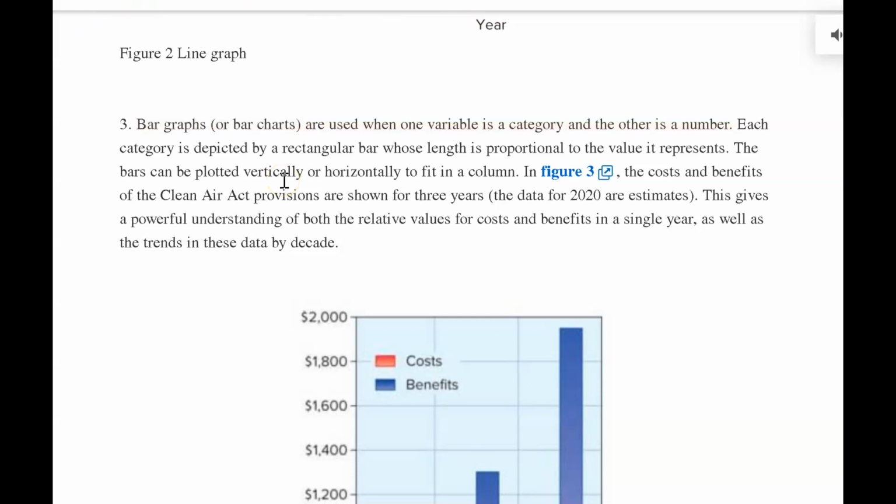So this particular bar chart shows us a cost and benefit analysis of the provisions of the so-called Clean Air Act. The Clean Air Act is a law of the United States of America that is directed to protect the quality of the air that surrounds us. Obviously, to implement this law, we have to spend certain resources, but the benefits of implementing this law can be a lot greater. So let's take a look at the bar chart.